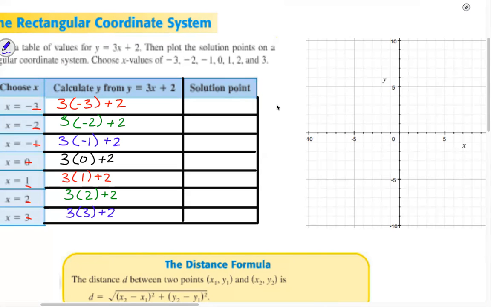Now, to get this column, this is my solution point. It's a point, okay? Now, a point involves an x and a y, alphabetically. So I would do 3 times -3, that's -9, plus 2, that's -7. So this would be the point -3, -7. 3 times -3 plus 2. -3, -7. Okay? This one.